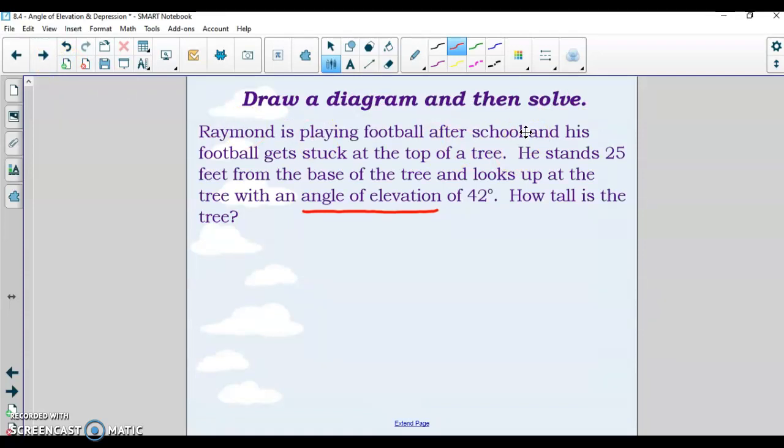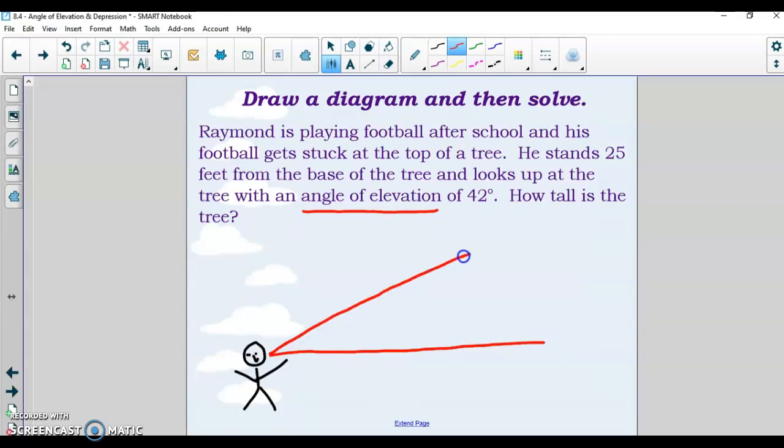Okay, so in the example about Raymond then, we're going to start by drawing that angle of elevation. So down in the bottom left-hand corner here, let's draw Raymond. There he is. Raymond, you're looking great, my friend. All right, and then he has an angle of elevation. So again, I have to start with that horizontal line across, and then the line of sight up to his football up in our tree. Let's draw a tree. Okay. All right, and then I'm going to draw a straight line down to complete. We're going to basically create a right triangle, which is what we can use trigonometry for.